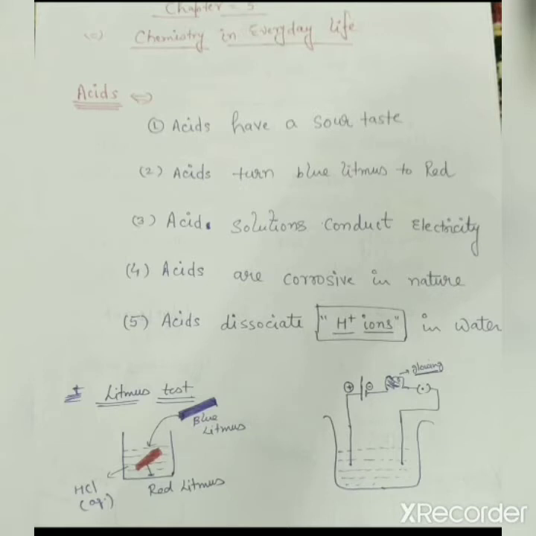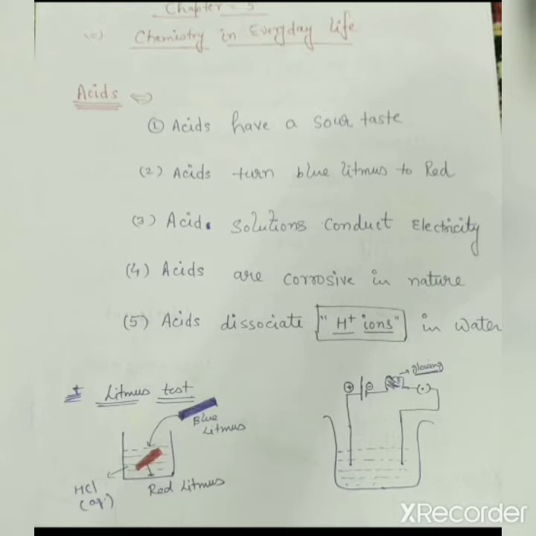Third property, acids conduct electricity. The solution of acids conducts electricity. So let's take an experiment. We will take an aqueous solution of hydrochloric acid and put a battery and put two electrodes, cathode and anode, into the aqueous solution. And we see that the bulb is glowing, which shows that the acids are the carrier of the electric current.